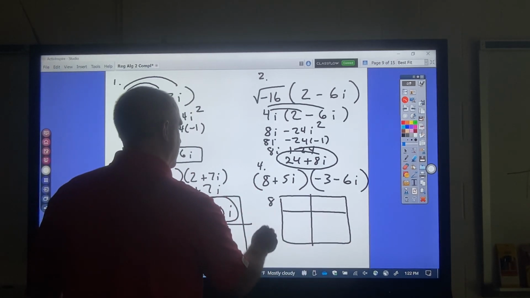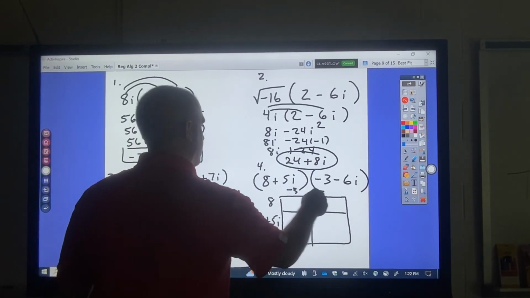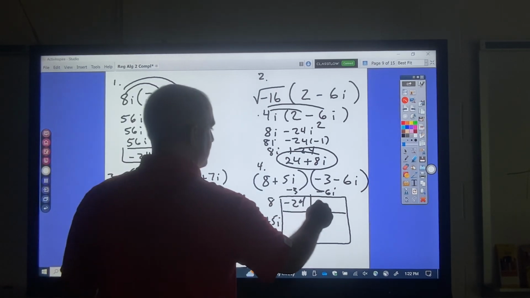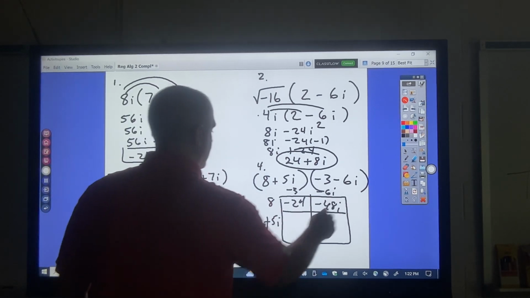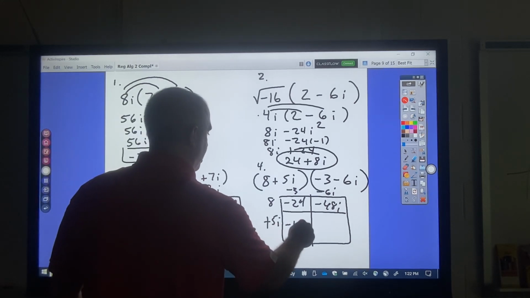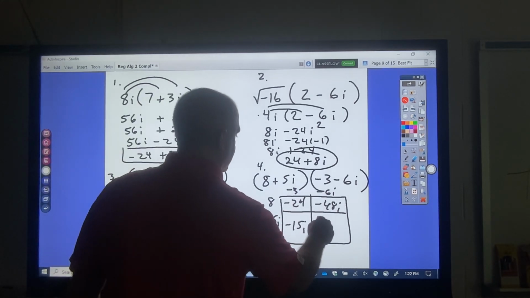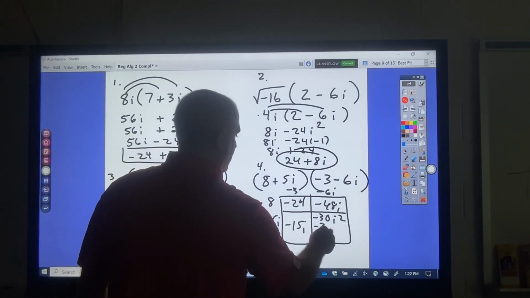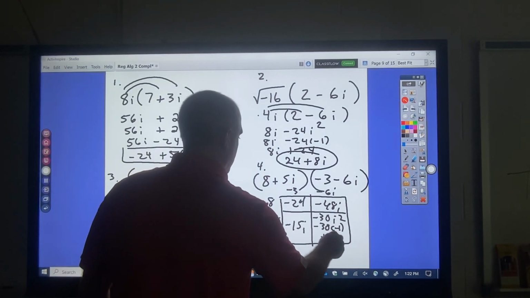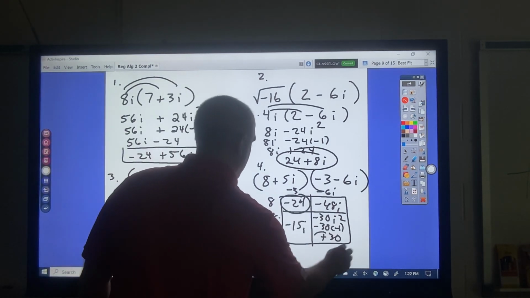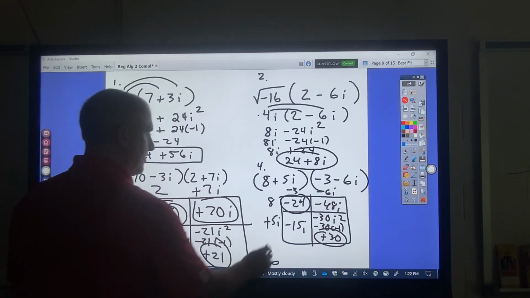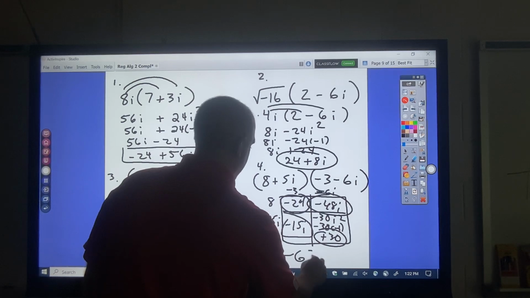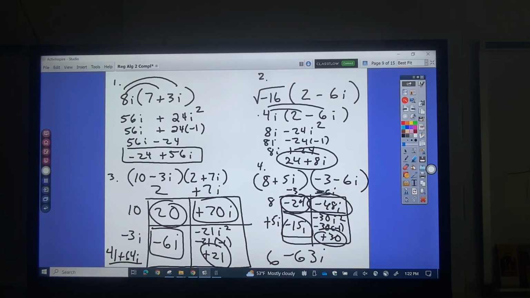Okay, so I got 8 plus 5i times negative 3 minus 6i. 8 times negative 3 is negative 24. 8 times negative 6i is negative 48i. 5i times negative 3 is negative 15i. 5i times negative 6i is negative 30i squared. Okay, so i squared is negative 1, so that turns into positive 30. So negative 24 plus positive 30 would be 6. Negative 48i and negative 15i would be negative 63i. Okay?